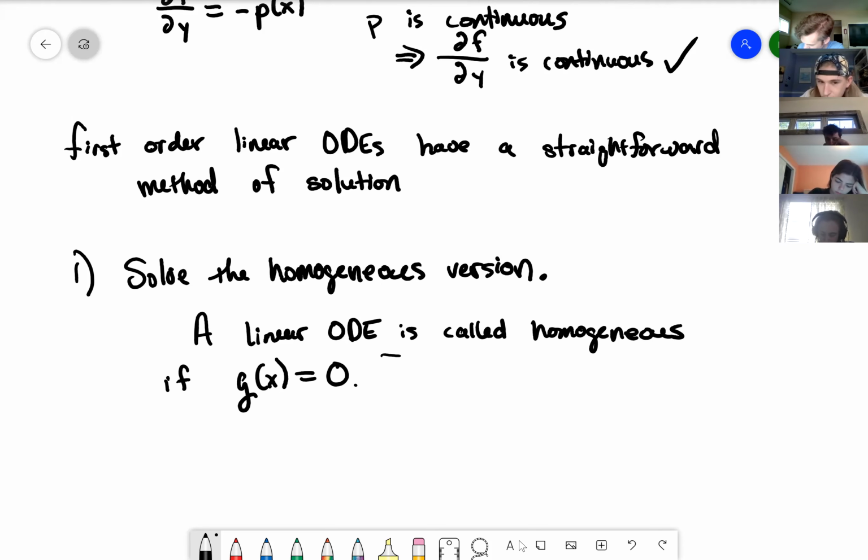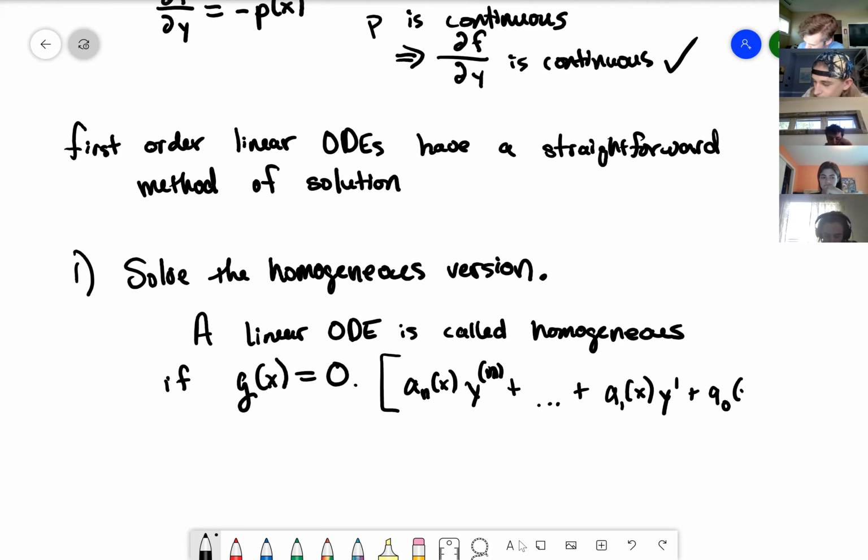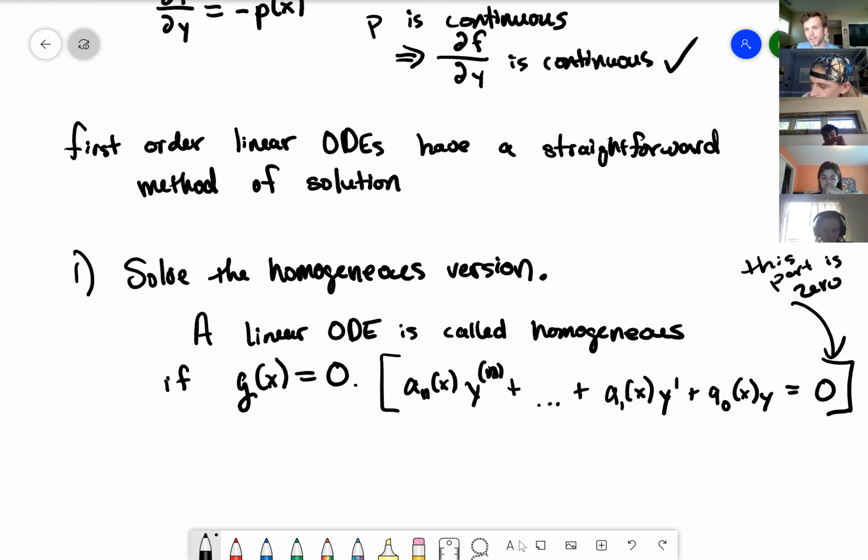So in other words, it can be written the same way: a_n(x) times the nth derivative of y, down to a_1(x) y prime plus a_0(x) y equals 0. The thing that makes it homogeneous is this part, the term that just depends on x. If we throw that part away, and you'll notice when we did y prime equals x plus y, that was the part we threw away, the x part, that would give us the homogeneous version of this. So we'll solve that.